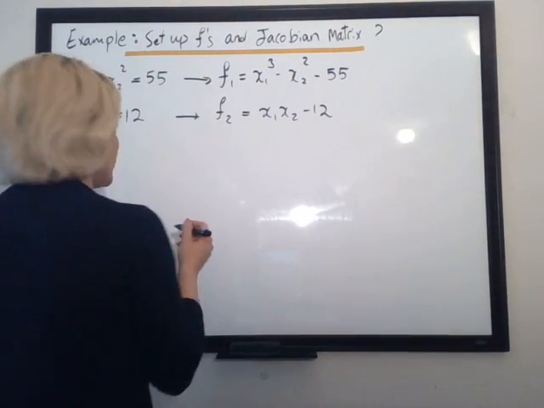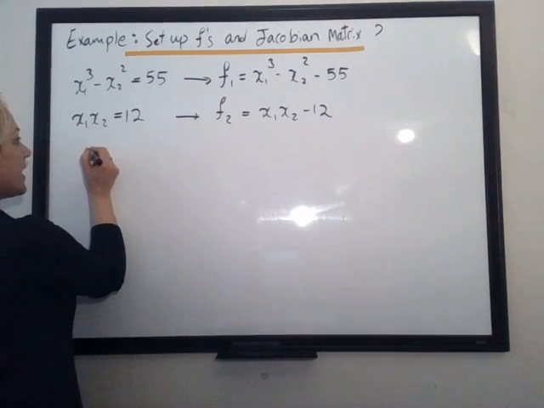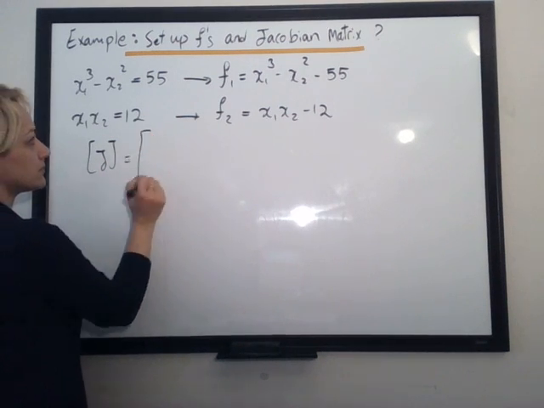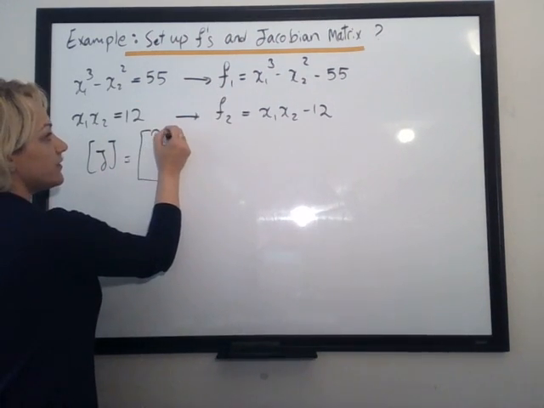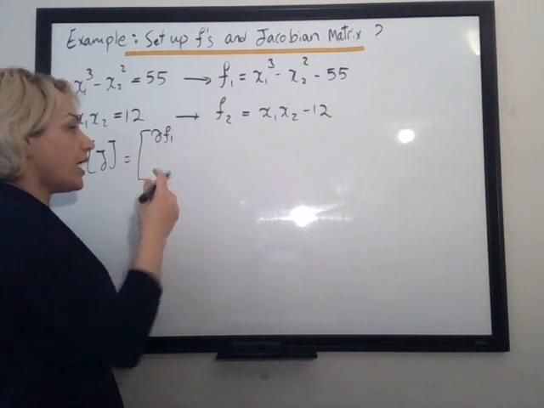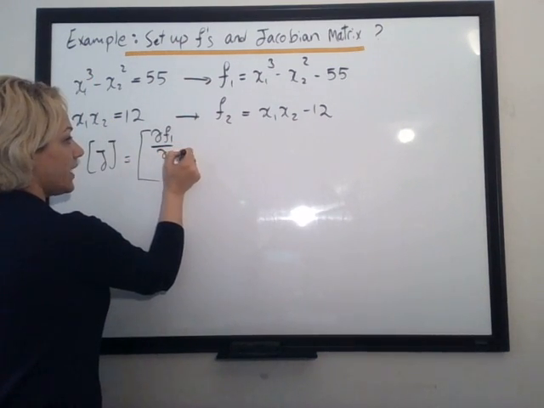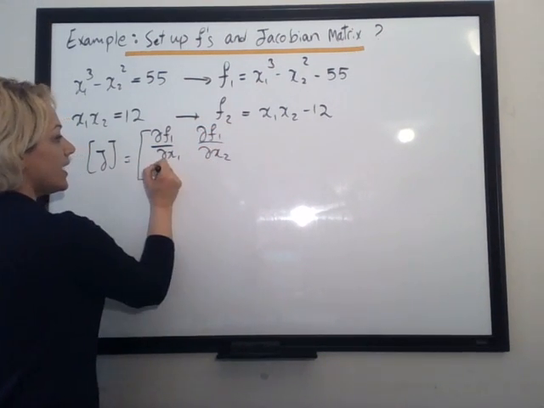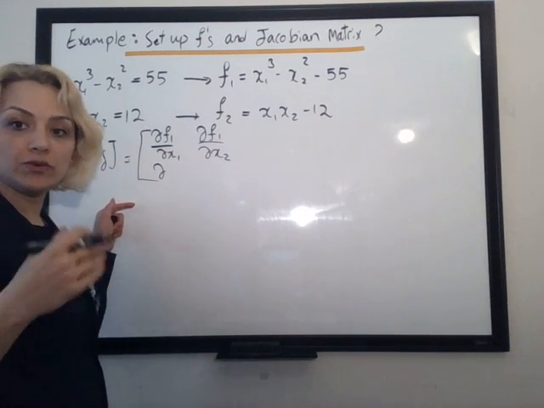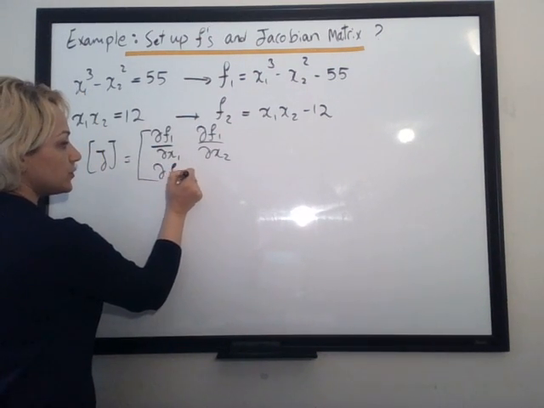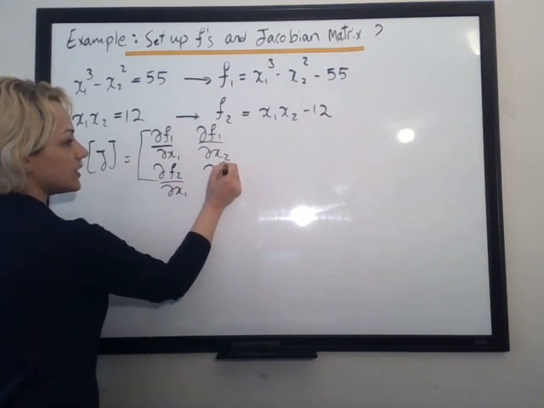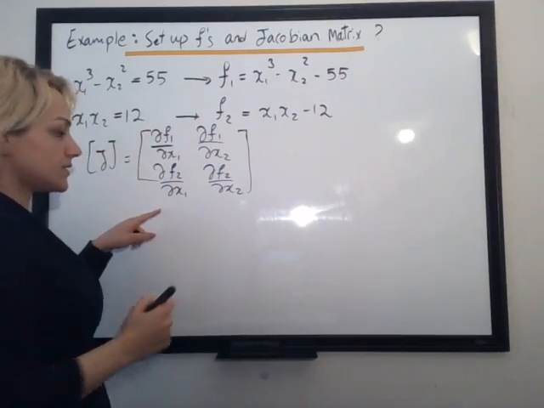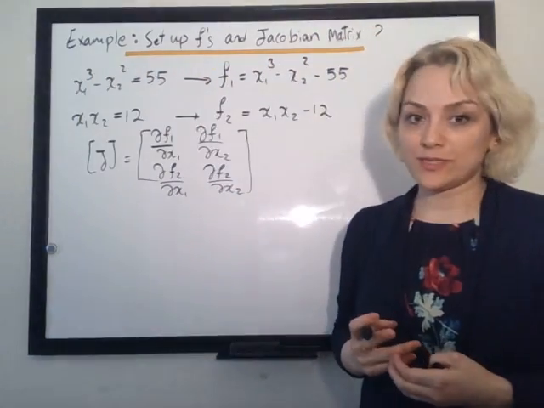For finding the Jacobian matrix, we know that the equation for the Jacobian is: the partial derivative of f1 with respect to x1, and then the partial derivative of f1 with respect to x2. Here in the second row, we are going to deal with f2. So the partial derivative of f2 with respect to x1 and the partial derivative of f2 with respect to x2. So when we look at this, it means that we need to find these partial derivatives.